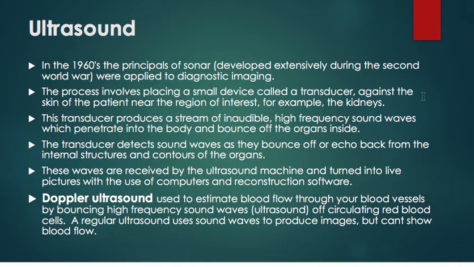Doppler ultrasound is just a little bit different. It's still ultrasound, but Doppler is used to estimate the blood flow through your blood vessels by bouncing those high-frequency sound waves, or ultrasound, off the red blood cells. A regular standard ultrasound will use sound waves to produce images, but it can't help you visualize the blood flow. So Doppler is used to look at blood flow through your blood vessels, and ultrasound more of the organs. Just make sure you know that Doppler shows blood flow.